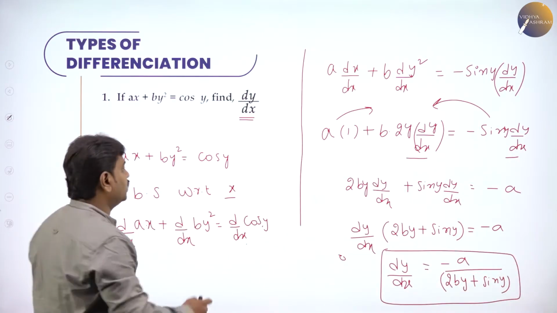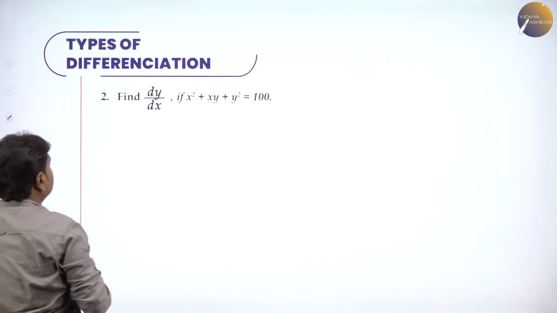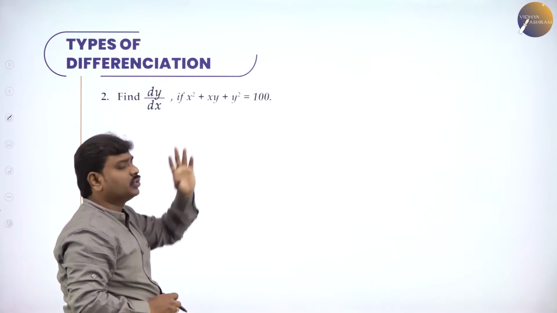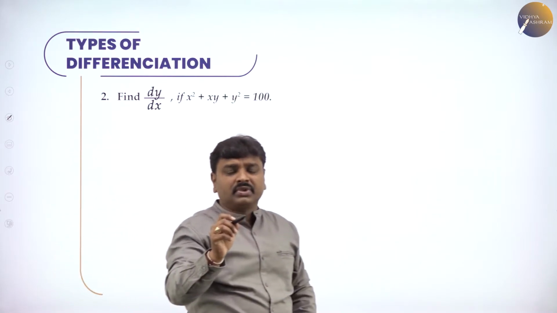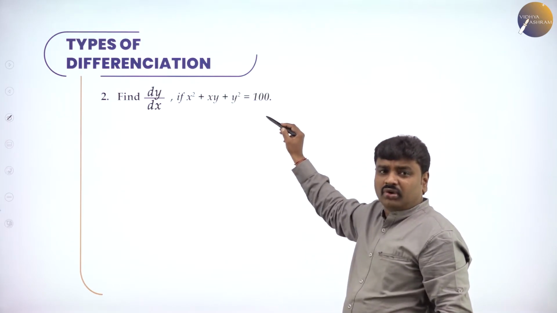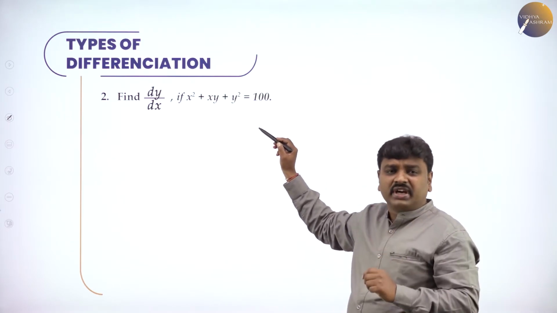Next we'll go ahead with the next problem. Find dy by dx if x square plus xy plus y square is equal to 100. They gave a problem where I can say this is implicit. It is implicit. Why is it implicit?